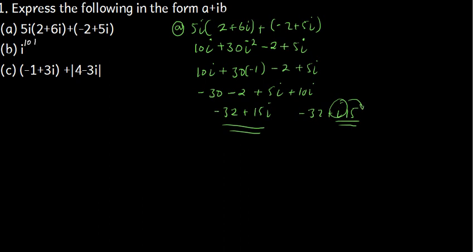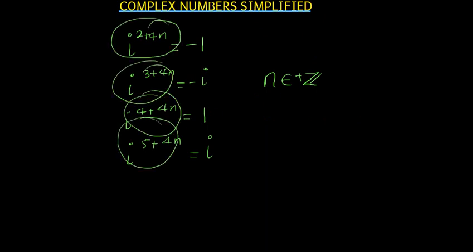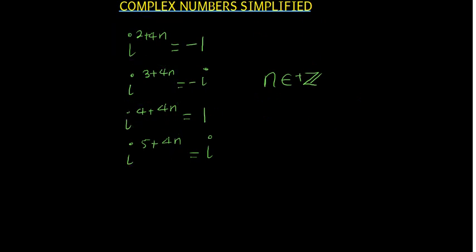Alright, let's consider the second one. i to the power 101. How can we write it in the form a plus ib? So what we want to do for this one is we want to see in which form does i to the power 101 exist. Is it in this form, this form, this form, or this form? Only one of these forms is going to be true for i to the power 101, and then we are going to be able to get the value, which is this side. Then we would have already written it.